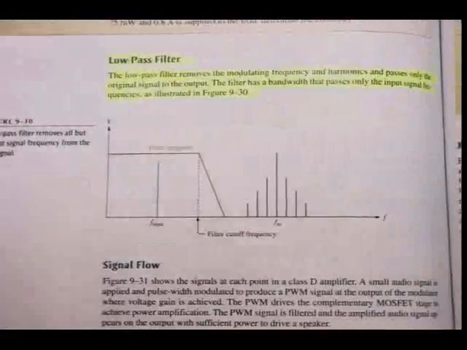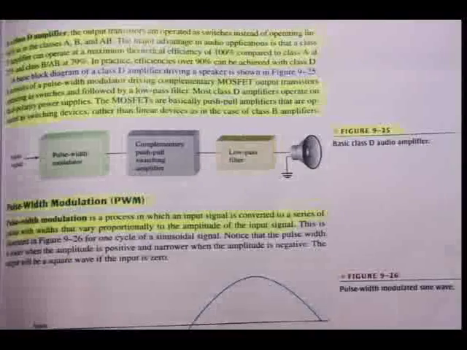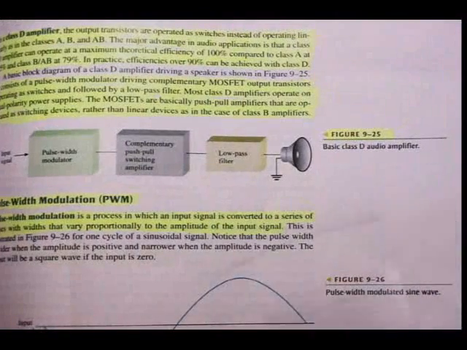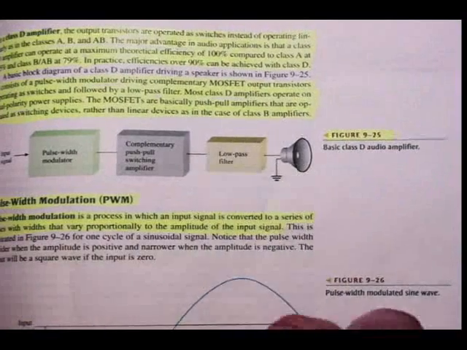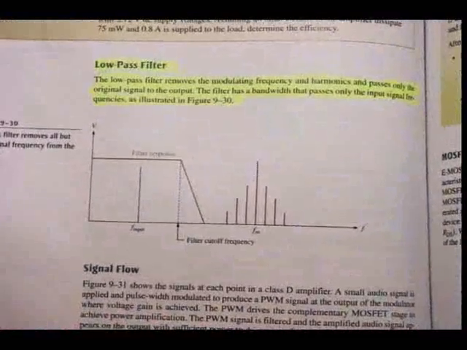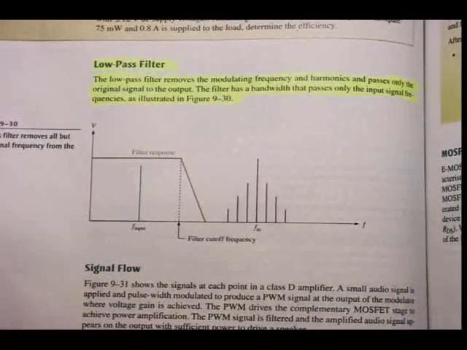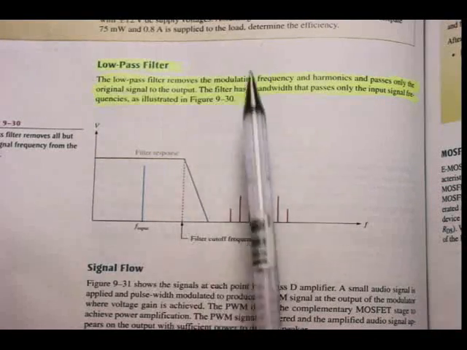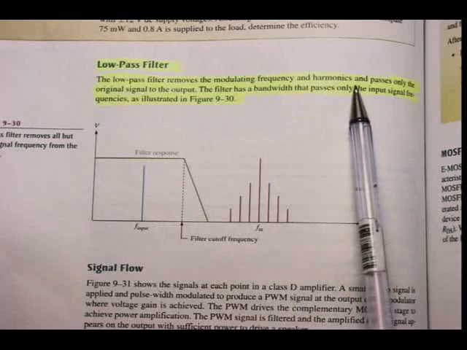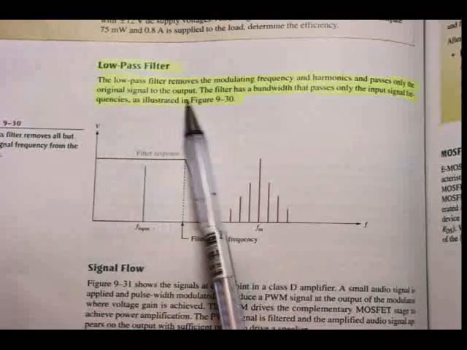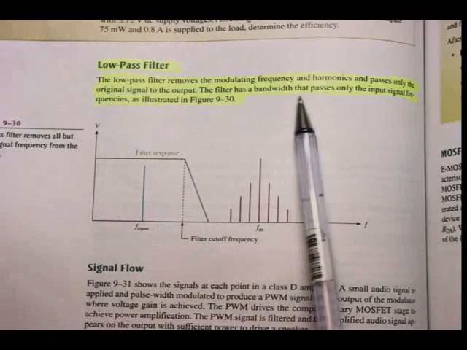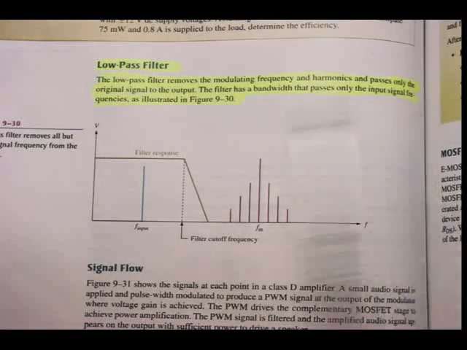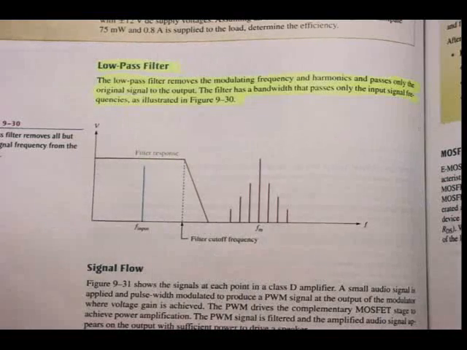All right, that was the second section. The last section then in our block diagram of figure 925 of the basic class D audio amplifier is the low pass filter. On page 458, the low pass filter, please underline that first paragraph. The low pass filter removes the modulating frequency and harmonics and passes only the original signal to the output. The filter has a bandwidth that passes only the input signal frequencies, as illustrated in figure 930.